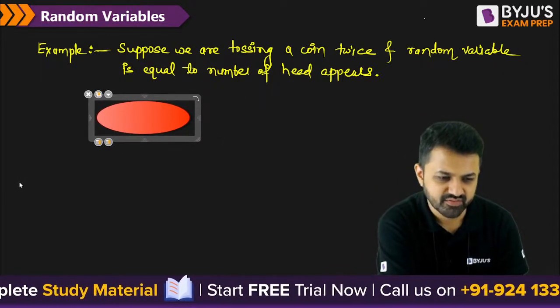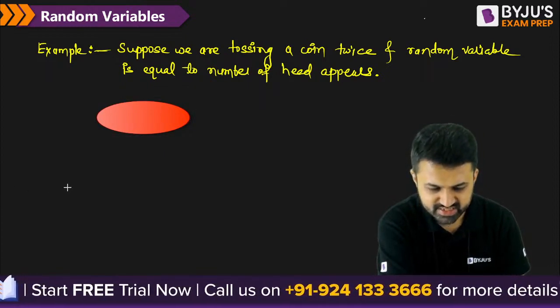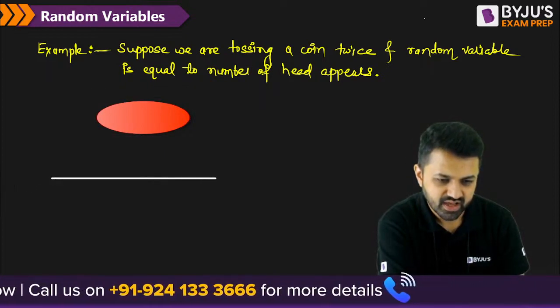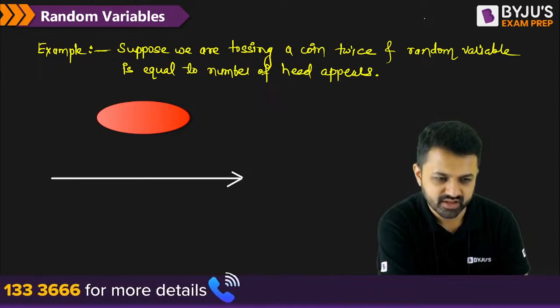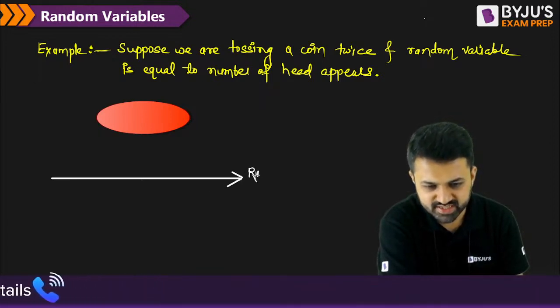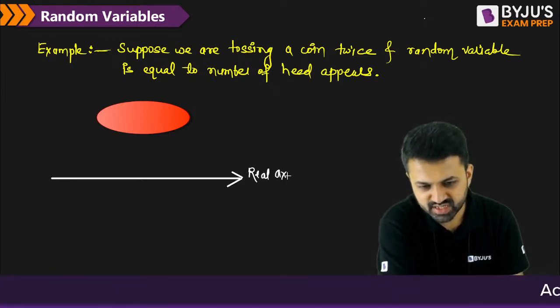Number of heads as the random variable. How many number of heads? Yes, like Sri is saying, X equal to 2 you are getting. So suppose this is your real axis.